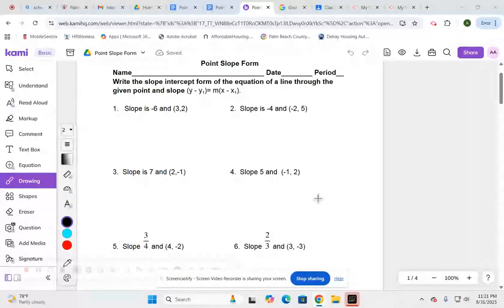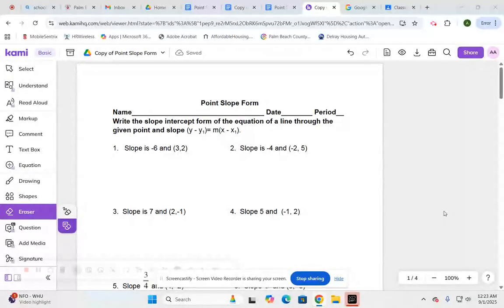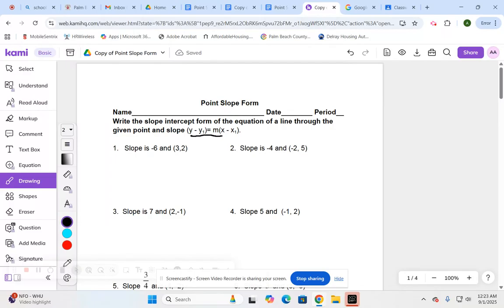Hi everyone. In this practice, we're going to learn how to write the equation of a line given a slope and a point and write it in slope-intercept form. Before we start, I want you to understand that we're going to be using two different formulas. We're going to use this formula here, and then we'll be using this formula here, y equals mx plus b. We're going to start with this formula here.